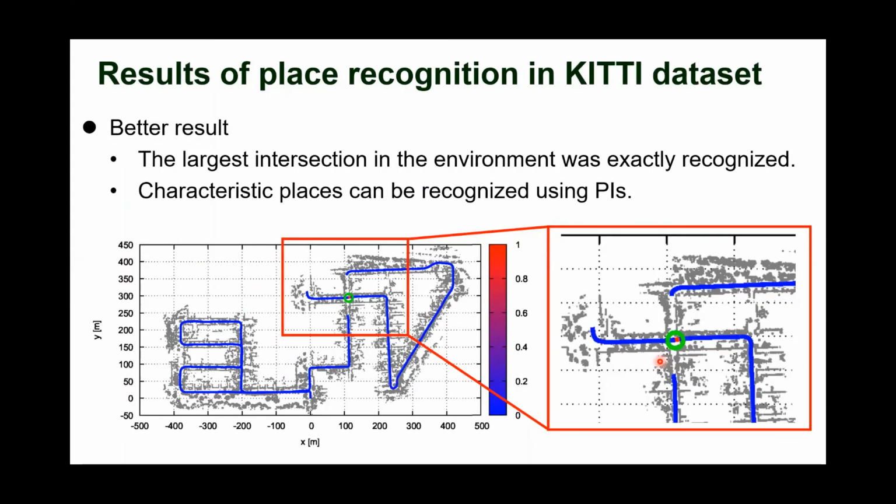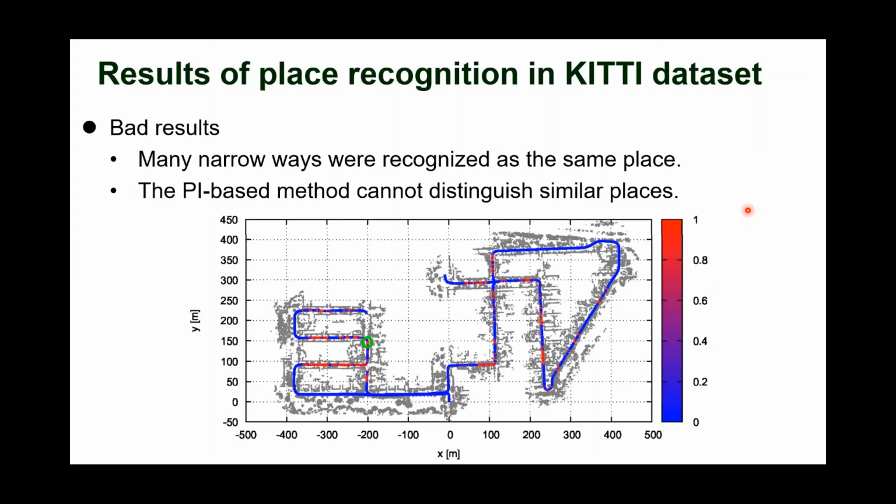This slide shows the better result of the place recognition. The colors of the trajectory represent the similarity that is calculated based on the Euclidean distance between the persistence images. In these results, the largest intersections can be exactly recognized by the persistence image-based method. The green circles represent the source poses, and the red points mean high similarity poses.